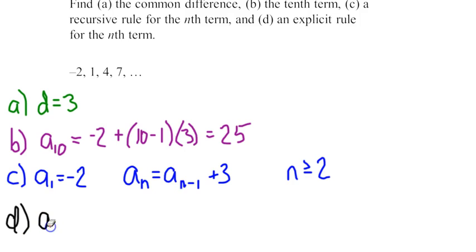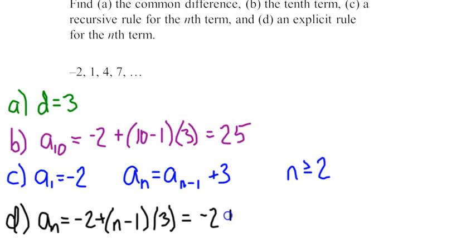Now for part D, we're looking for the explicit rule for the sequence. So we have a sub n is equal to a sub 1, which in this case is negative 2, plus n minus 1 times our common difference, which is 3. So if we simplify, use the distributive property, we have negative 2 plus 3n minus 3. Now we just have one more part to simplify, combine like terms. We get 3n minus 5.